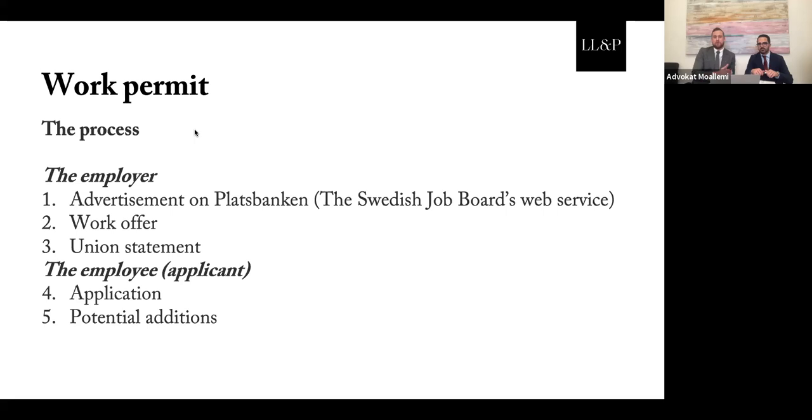It can take all between maybe 3 months up to over a year. It depends on where you're from, what kind of job it is, if you have a full application, or if you have to do any additions, if the migration agency has to ask you to submit more information. That's why we have been writing potential additions here, because many times people forget to add everything that's important, and then the process will take longer time.